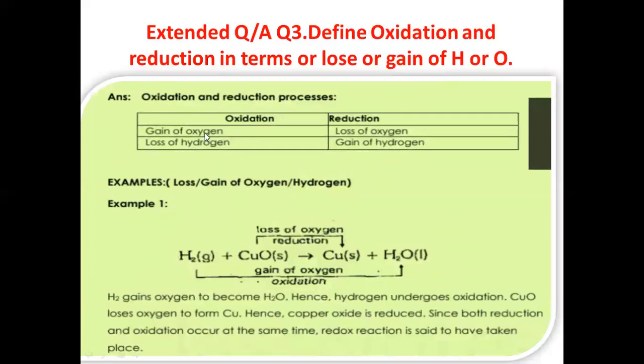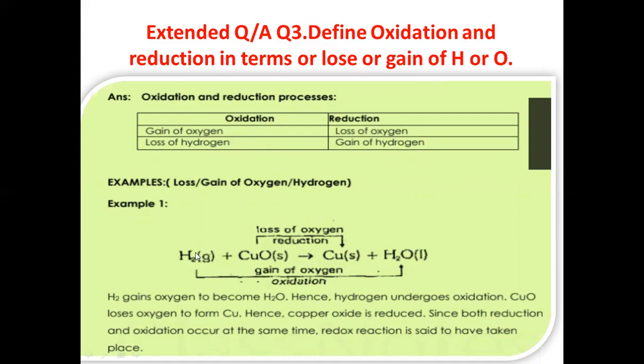What is oxidation? Oxidation is gain of oxygen and loss of hydrogen atom, while reduction is loss of oxygen and gain of hydrogen atom. So oxidation and reduction are two opposite processes. Let us understand it with the help of some examples.